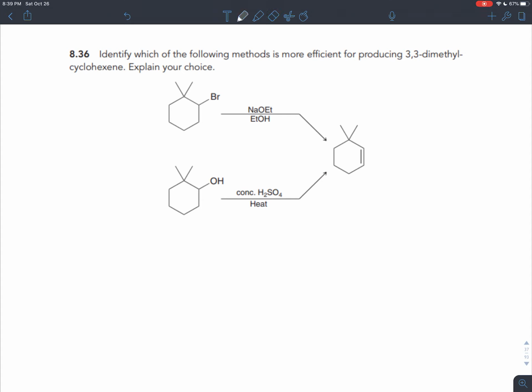but that you can make from a less expensive starting material. So the question is, what's the best way to make that? Is it better to use this recipe on top, or better to use this recipe on the bottom? And why?